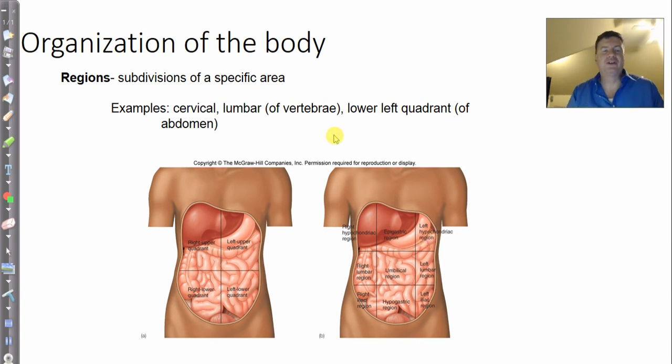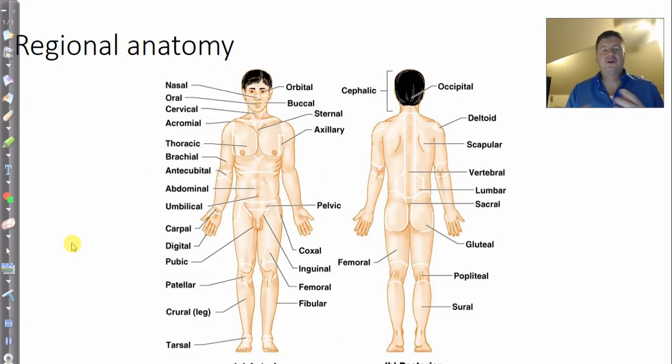But the point here is regions are just referring to a particular area of the body, which is sometimes useful to refer to if we're looking at, for example, an injury. We can say they have an abdominal injury or a scapular injury. So once again, as we did in class, we considered some basic regional anatomy.